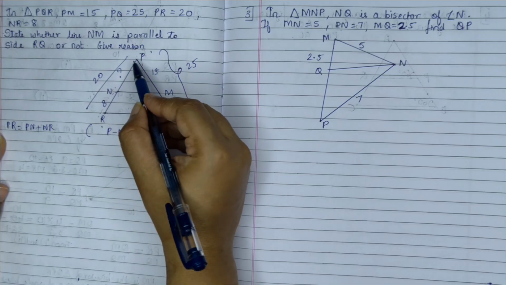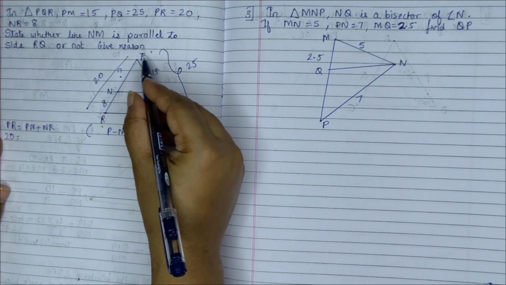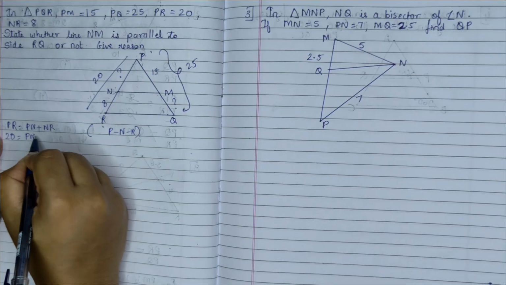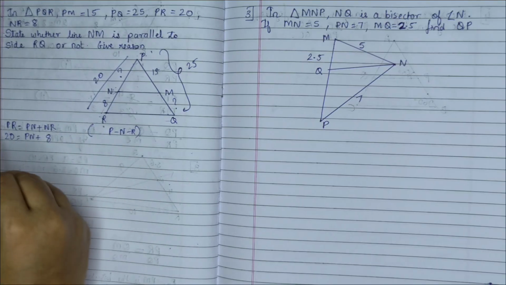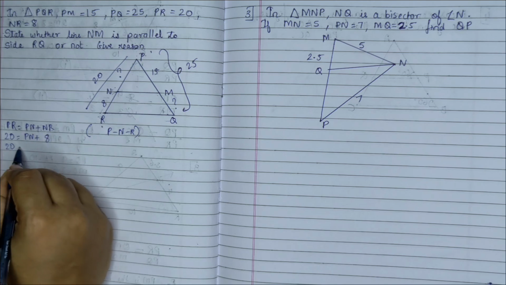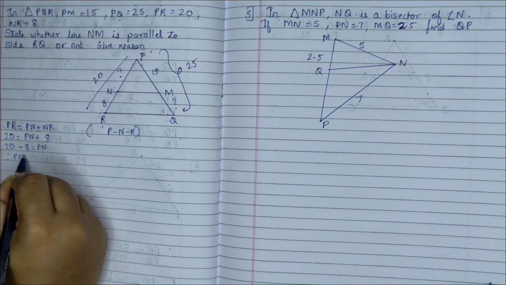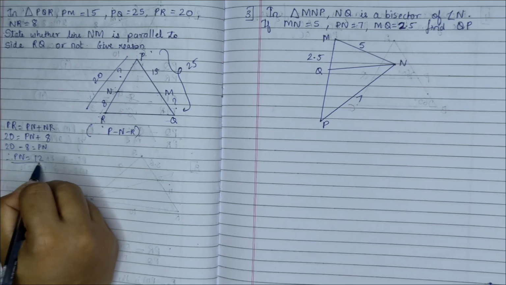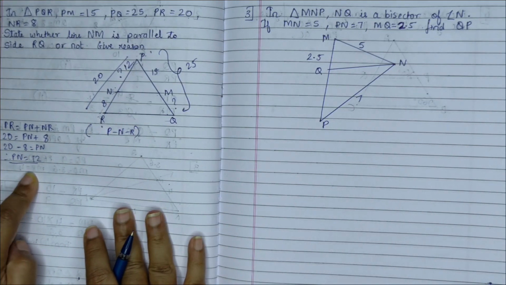Now PR, how much is PR? This whole line is 20, is equal to PN. PN we don't know how much it is, we have to find, and NR is 8. Okay, keep this 20 as it is, get this 8 over here, is equal to PN. So therefore PN is equal to 12. Now we got the value of PN, we got it 12.